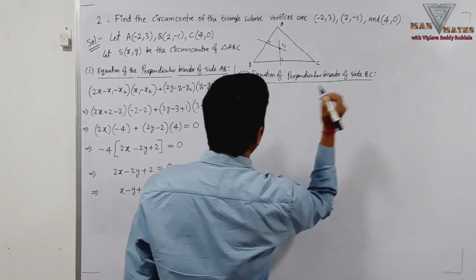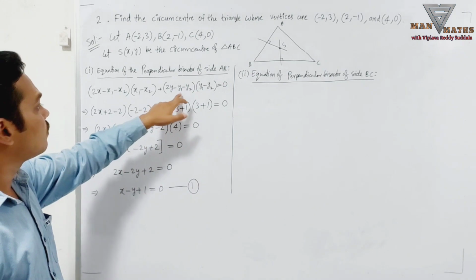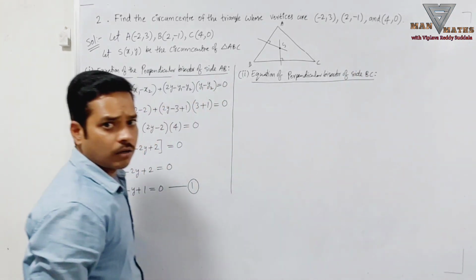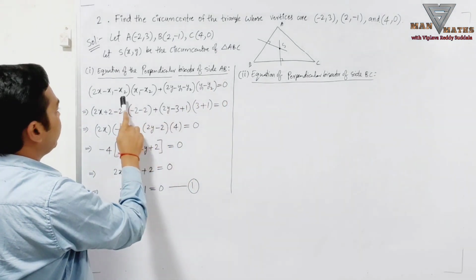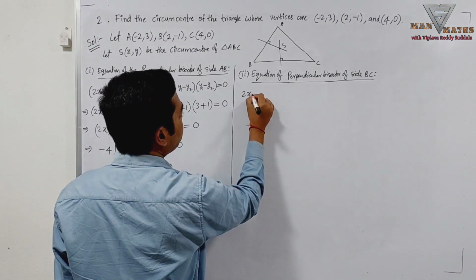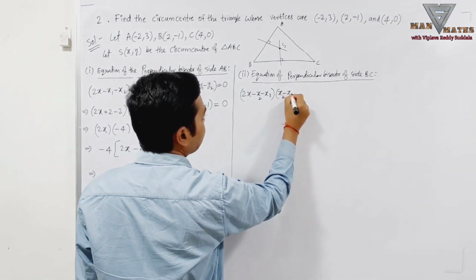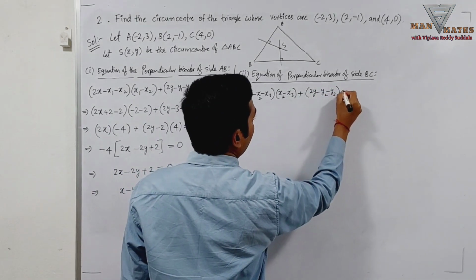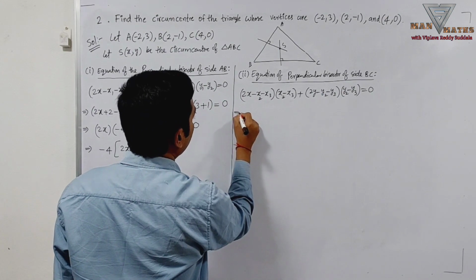Second equation, same formula. In the place of x1, x2 replace x2 and x3, and in the place of y1, y2 replace y2 and y3, because here B is the second point and C is the third point. Earlier A was the first point and B was the second point, so x1, y1, x2, y2. Here it is the second point and third point. So the formula becomes like this: (2x - x2 - x3)(x2 - x3) + (2y - y2 - y3)(y2 - y3) = 0.